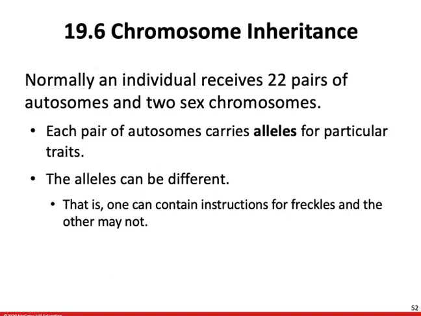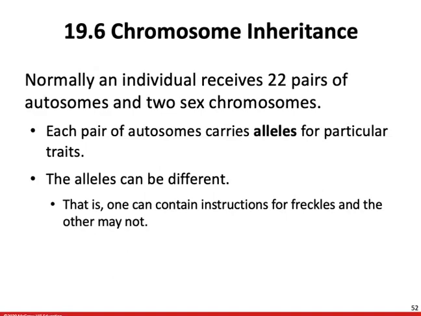Like I said earlier, you might contain one allele for brown hair from your mom and one allele for light hair from your dad. We'll talk quite a bit about this a little later on, but those alleles can be different, or they may not. You might inherit brown hair from both your mom and your dad. Alleles can be the same, can be different. We'll talk about this a little bit later on.